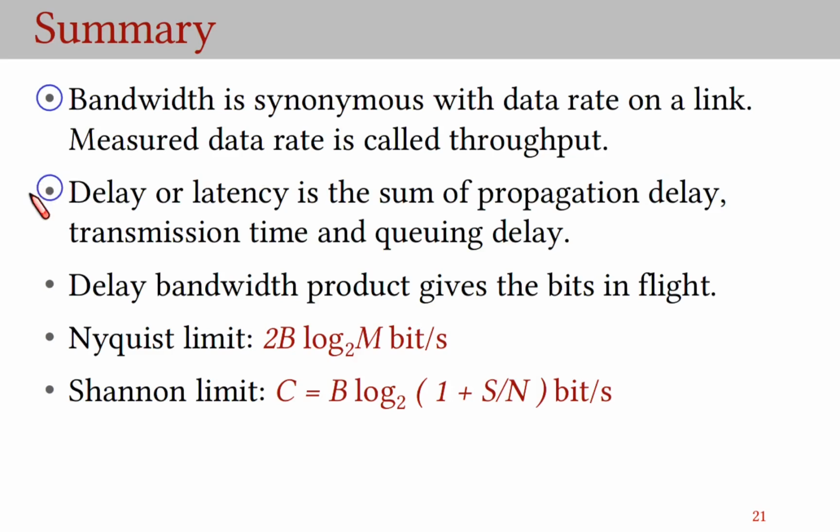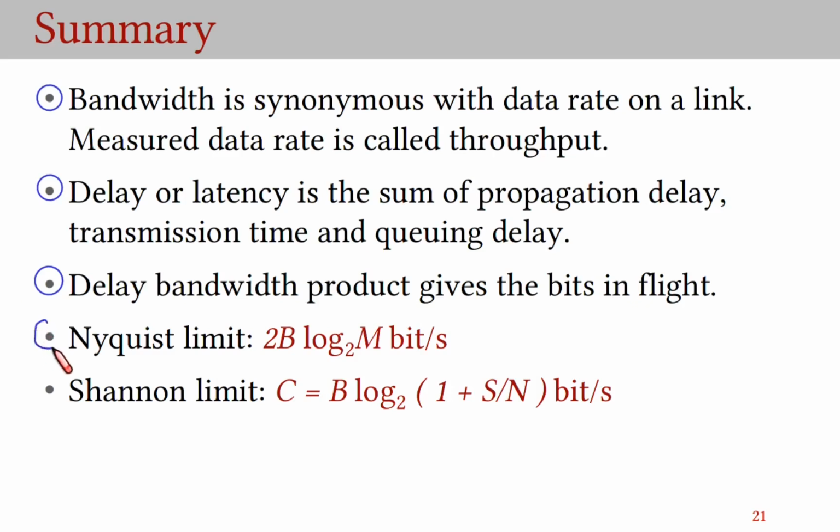The second metric we learned is delay or latency, and this is the sum of three components: propagation delay, that is determined by speed of light and the length of link; the transmission time, that is determined by data size and bandwidth; and queuing delay, that is the delay that a packet incurs at intermediate nodes. We also saw the concept of delay bandwidth product, which gives the maximum number of bits in flight that can be in a link.